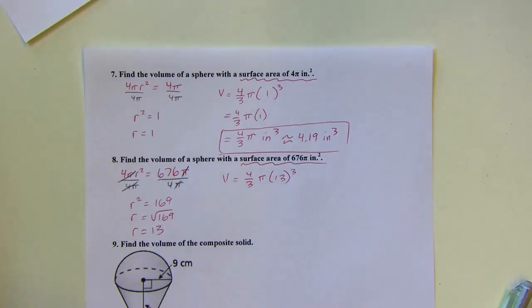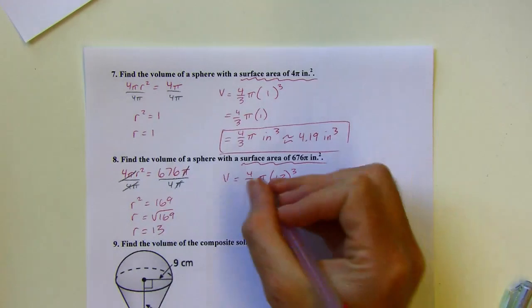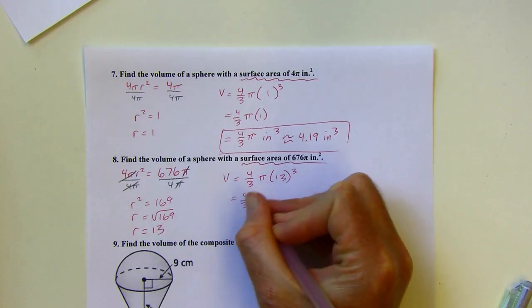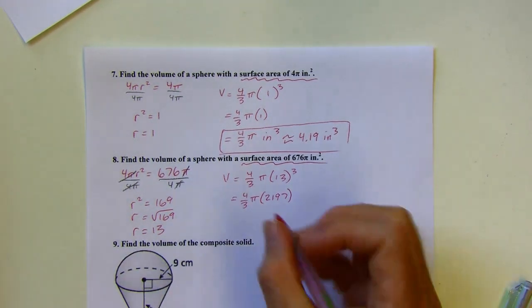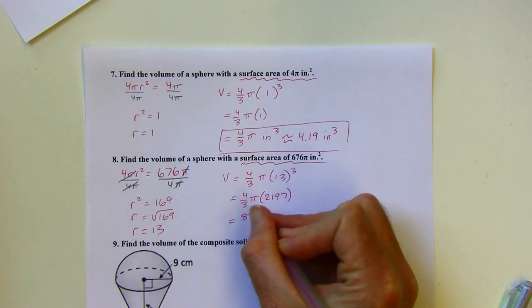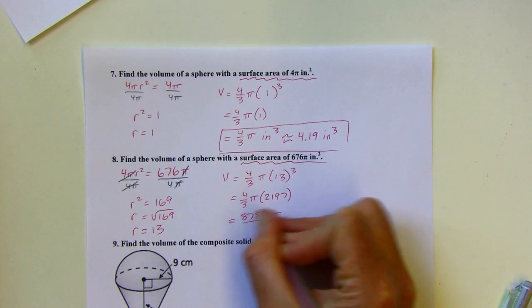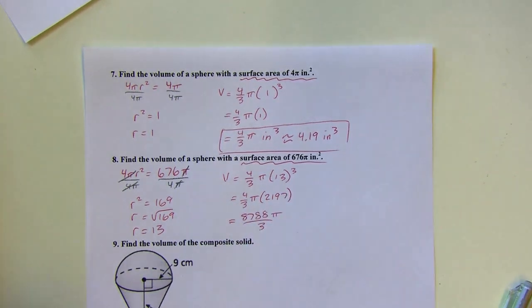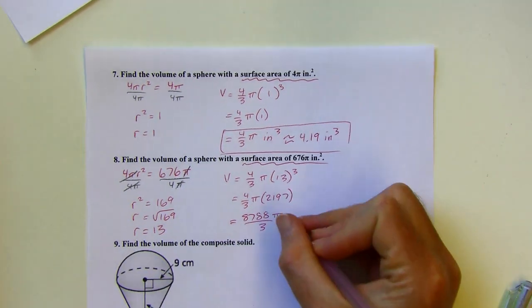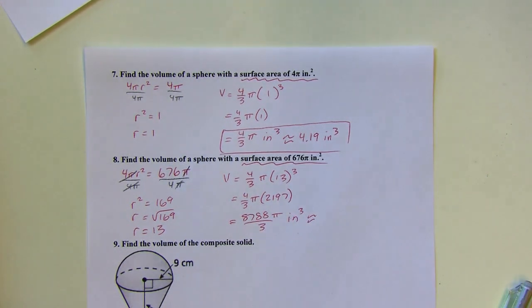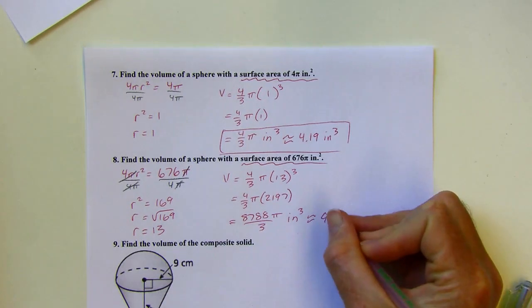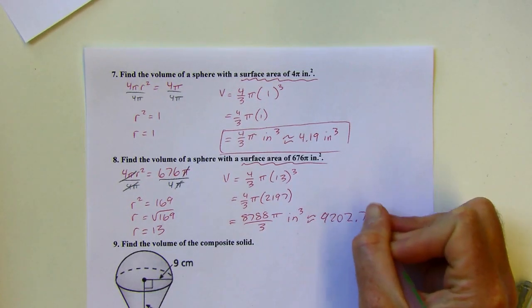Okay, and I'll start with cubing the 13. That's 2,197. Okay, I'll multiply that by 4. Okay, and let's see if I can reduce any. I can't, so I gotta leave it like this. It's that many cubic inches, or about 9,202.77.